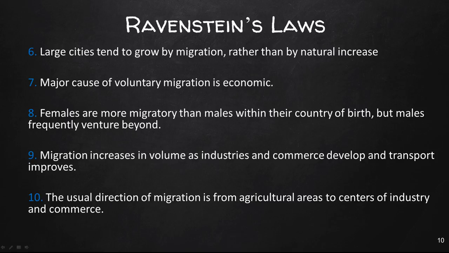Large cities tend to grow by migration rather than natural increase. A major cause of voluntary migration is economic, as we pointed out in a lot of the laws one through five, economic reasons, jobs. Females are more migratory than males within their country of birth, but males frequently venture beyond, again looking for employment. Migration increases in volume as industries and commercial development and transport improve. And the usual direction of migration is from agricultural areas to centers of industry and commerce.